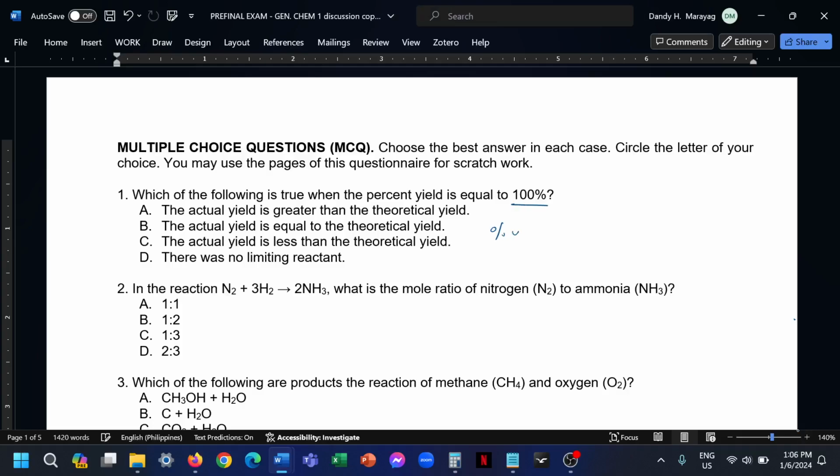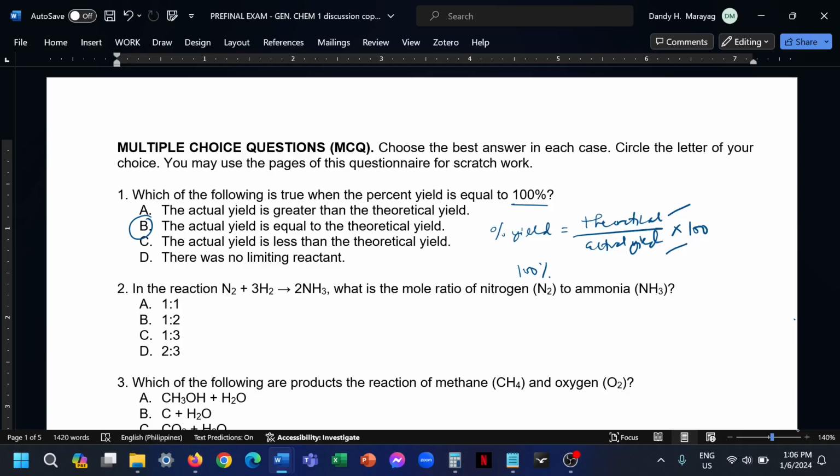Again, the percent yield is equal to the actual yield over the theoretical yield, and of course times 100. So obviously, for the percent yield to become 100%, the theoretical yield must be equal to the actual yield. So the answer for number one is letter B. The actual yield is equal to the theoretical yield.